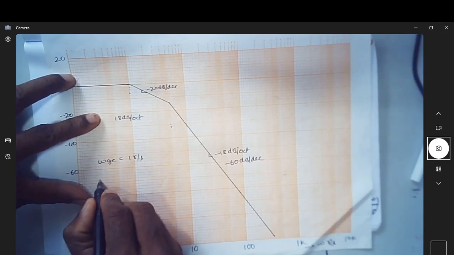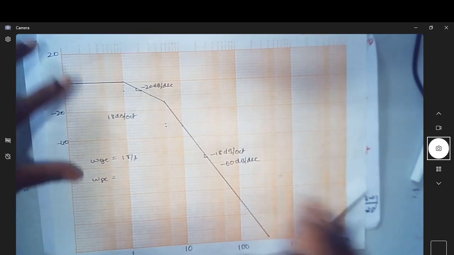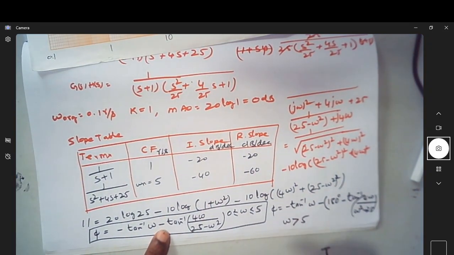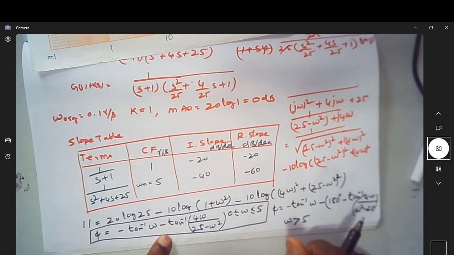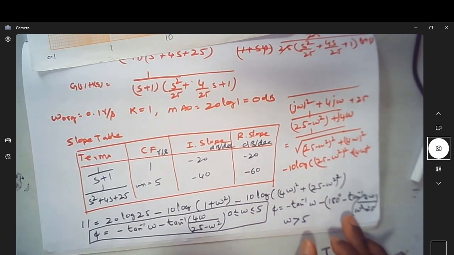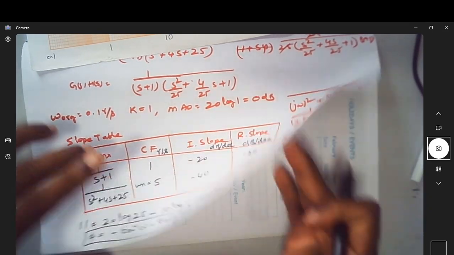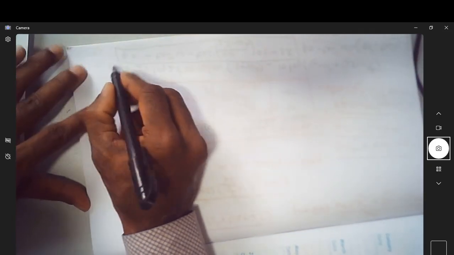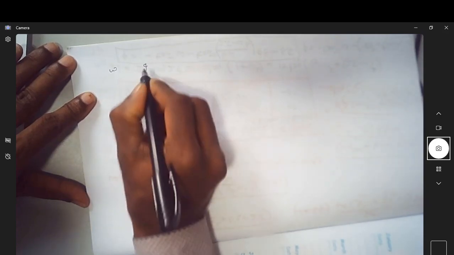So can we find what is omega PC now? Now we have two equations. Which equation to use to get omega PC? You can see this is one equation, this is the other equation. If you carefully observe, what I can do is give different values of omega and find the phase of it. So what are the phase equations you have?